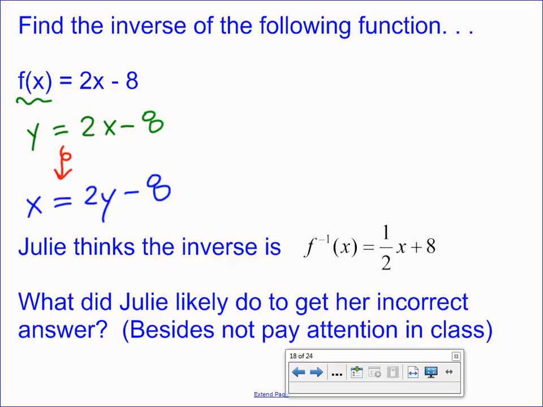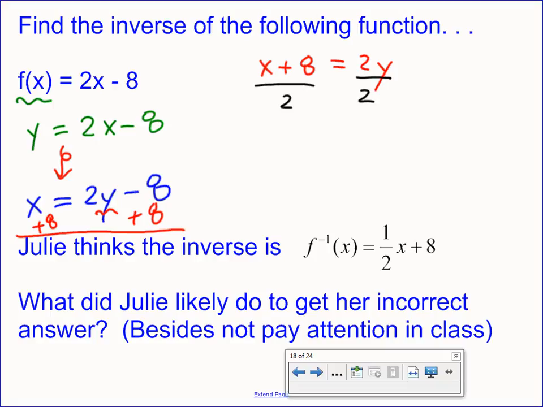Go ahead and tell the class. Dakota? Get y by itself. We're going to solve for the new y. So here's my new y. We need to solve for that new y to figure out what the inverse is. So I'll add 8 to both sides, and I get x plus 8 equals 2y. Divide both sides by 2. So I get x plus 8 all over 2 equals y.